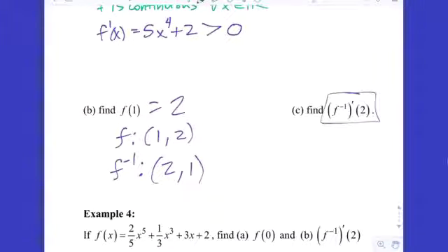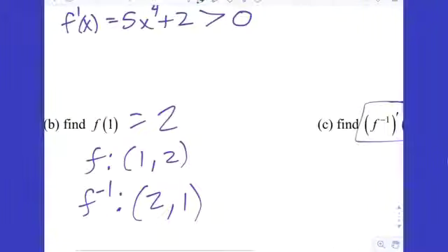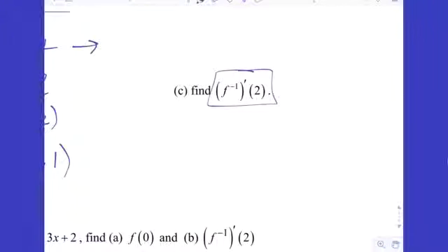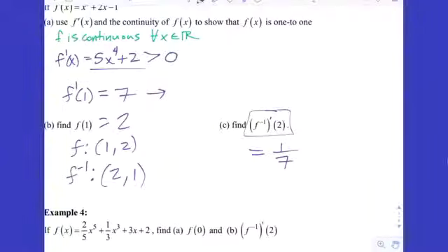And look at this. If I'm trying to find the slope of the inverse at 2, we know it's just the reciprocal of the slope of f at 1. And that's easy for us to find. Watch. Here's f prime of x right there. What's f prime of 1? 7. All you have to do now is flip it, and you get 1/7. Boom! We didn't even need the equation of the inverse.